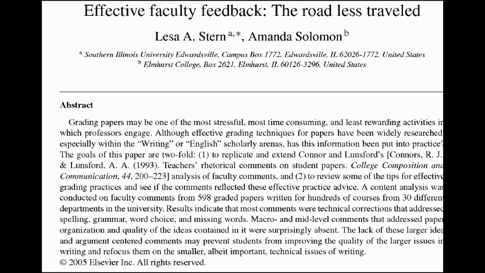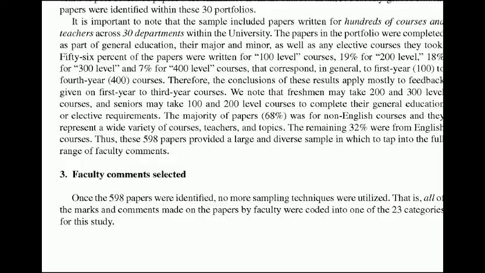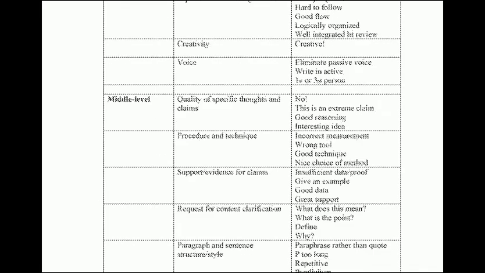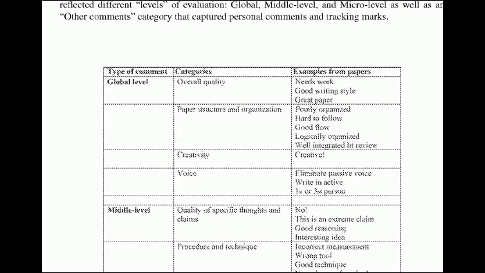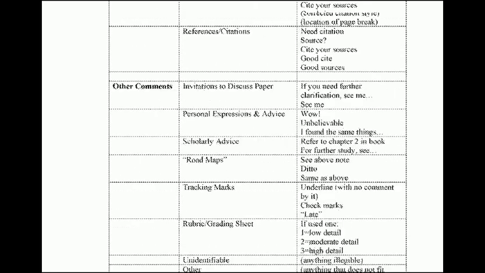Stern and Solomon wrote a paper in 2006, Effective Faculty Feedback, The Road Less Traveled. They conducted a study on faculty feedback to writing. I won't get into the details of the study, but I want to scroll down to the method they used in analyzing teachers' responses to students' writing. They divided responses into 4 categories. The global level, the middle level, and the micro level, and finally the other comments.